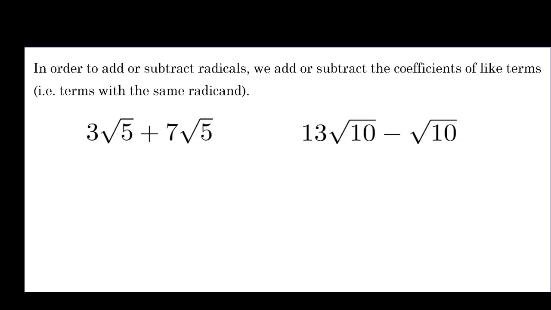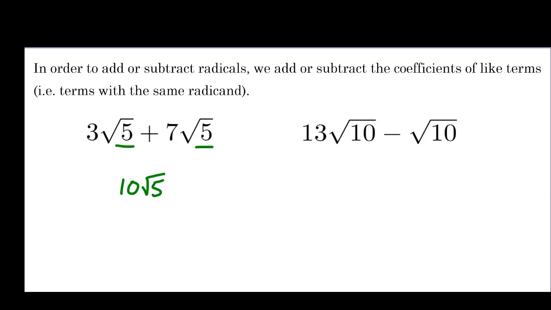We have 3 square root of 5 plus 7 square root of 5. They have the same radicand of 5, so we can combine them by adding their coefficients. 3 plus 7 would be 10. So we have 10 square root of 5.